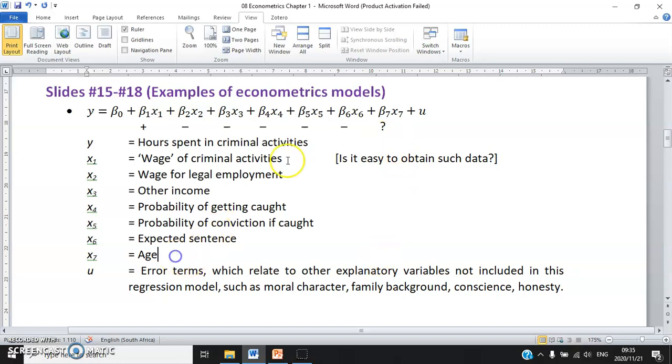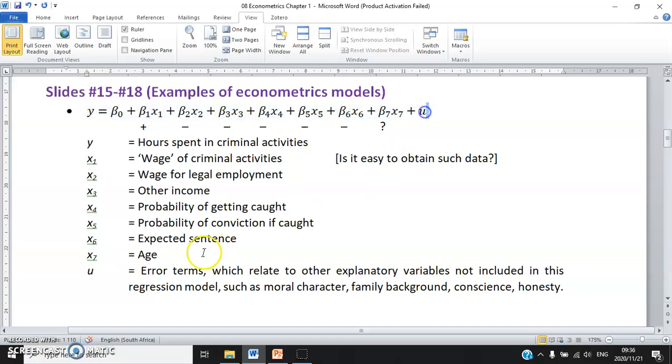And finally, X7 is age. This is the uncertain one, because some would argue that youngsters are more likely to commit crime due to reasons like youth unemployment, especially in South Africa. Youth unemployment is very high and very serious. But the other side of the story is that the elderly are more skilled, more experienced, and have better tactics. They know how to commit crime. So others would argue the elderly will spend more time on criminal activity. So the sign of the slope parameter B7 is a question mark. We really don't know. Some argue it is positive, some argue it is negative.